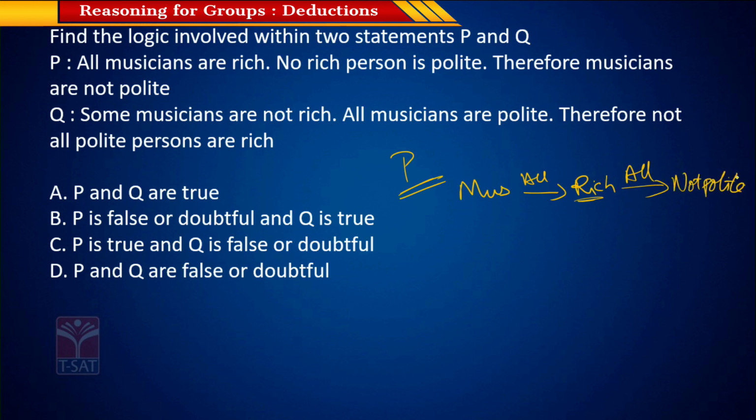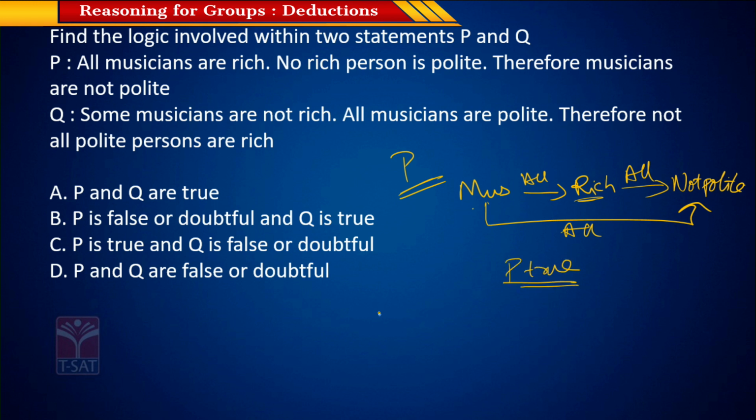Okay, so therefore musicians are not polite. It is concluding that musicians are not polite. It is true, right? If all of these musicians are rich, and it is said that none of these rich people are polite, that means all of them are not polite. So definitely all musicians are not polite. So P is a logical conclusion. So P is true logic.